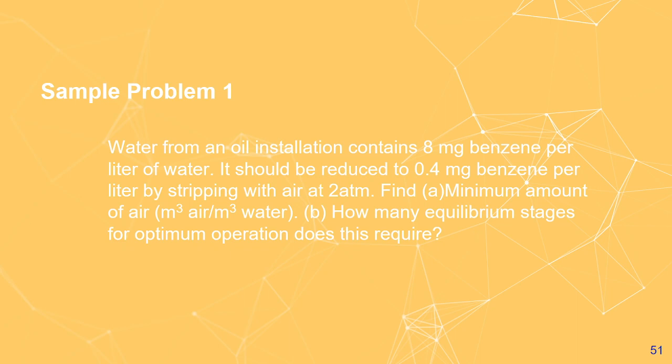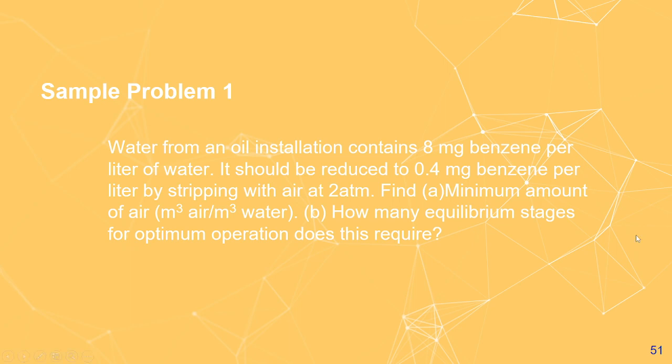Now for the first sample problem, it's water from an oil installation containing 8 milligrams benzene per liter of water. So as you can see, water here is contaminated with 8 milligrams benzene per liter. So it should be reduced to 0.4 milligram benzene per liter through stripping with air at 2 atmosphere. So in here you could see that your solvent is air at 2 atmosphere.